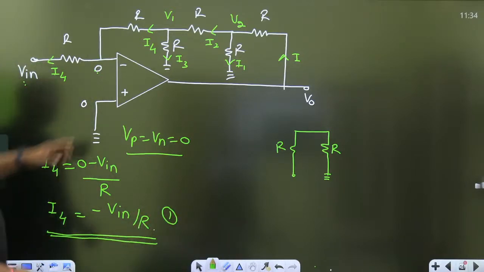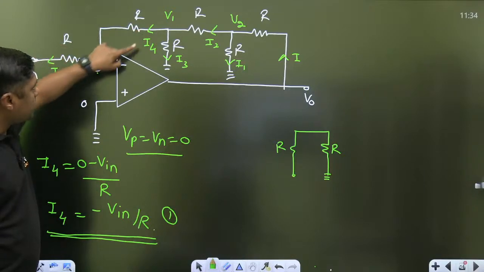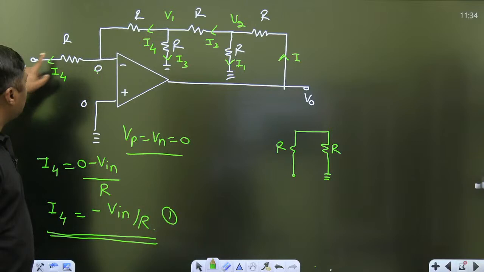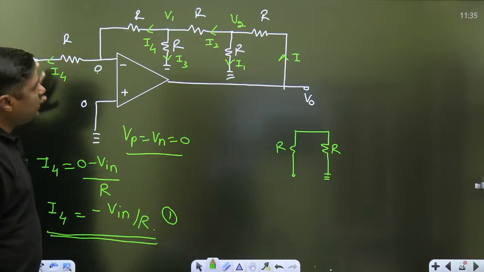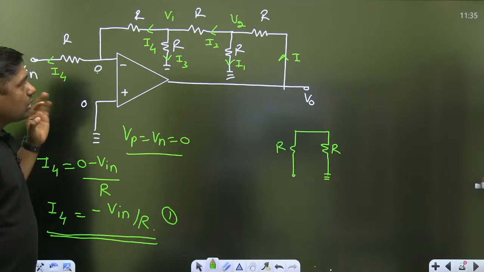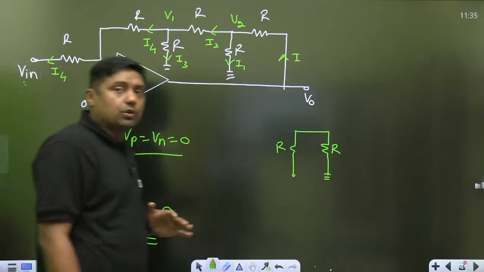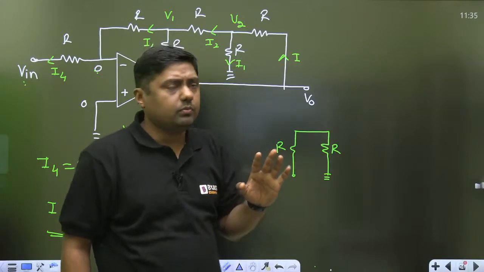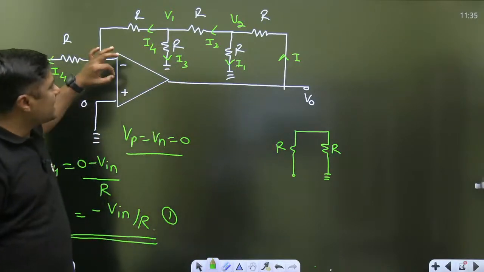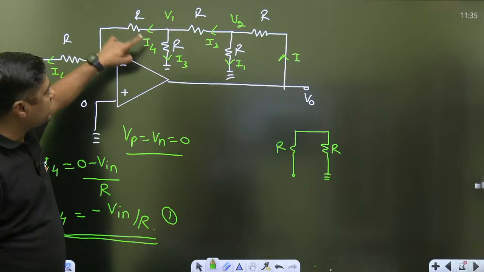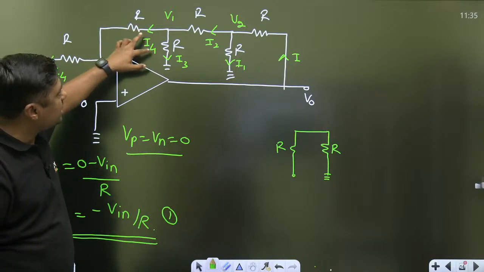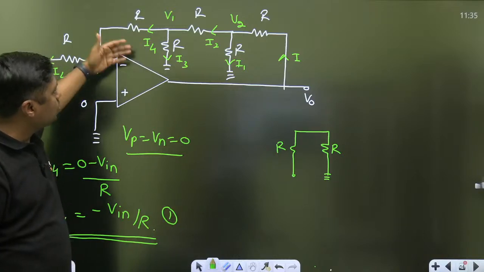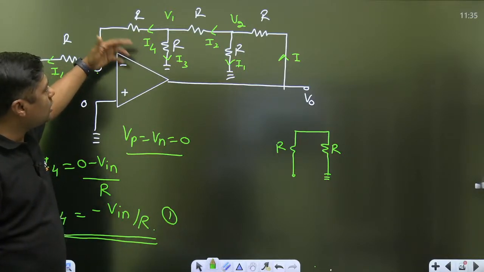Now, because the current entering into the operational amplifier is 0, this complete current will pass through I4. Complete current will pass through I4. Now how can we use the current division rule? Yes, the answer is -8, no problem. We can use this current division rule because this is R, that is R. These two R resistors are equal, and that's why the equal current will divide here, but you have to find the actual resistance.